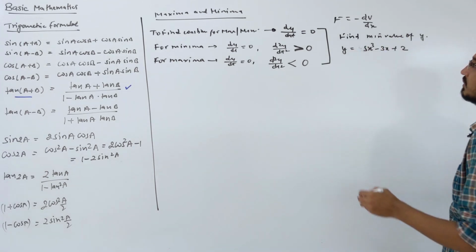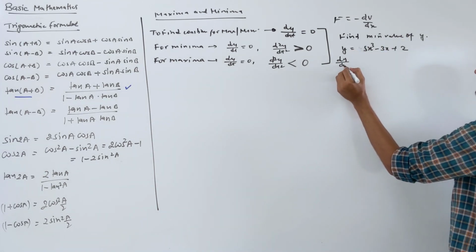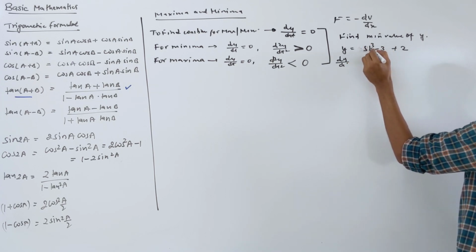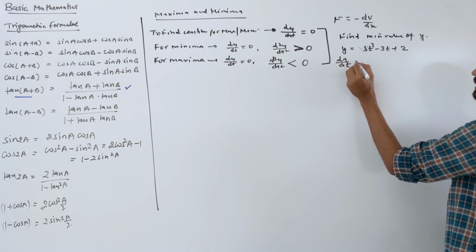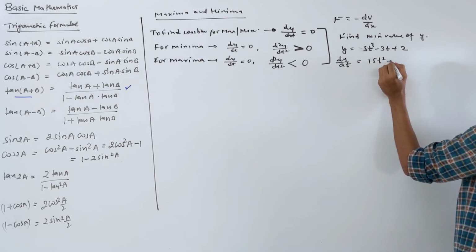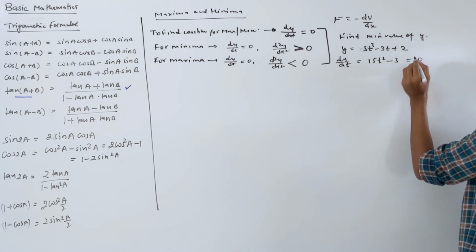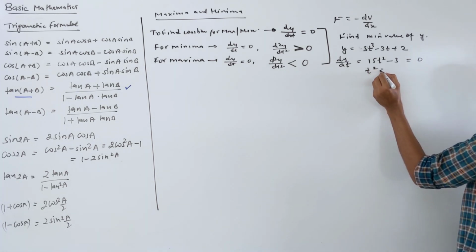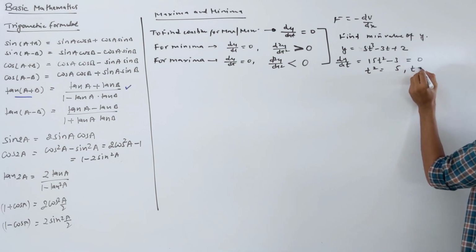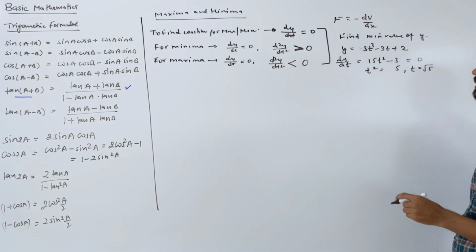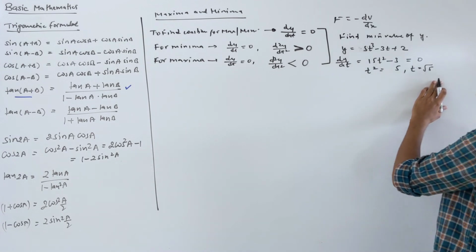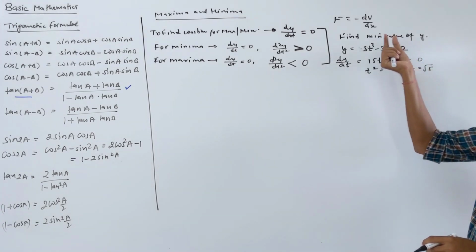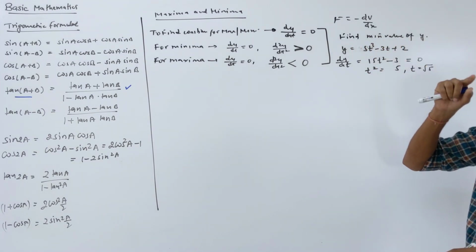So let's calculate the condition. First, you differentiate this, dy by dt, with respect to time. So this becomes 15t square minus 3 is equal to 0. So 15t square is 3, so t square simply becomes 1 by 5, or t becomes 1 by root of 5. Under this time, the y value will be minimum, first thing.